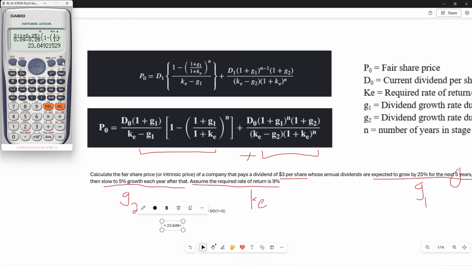So we'll come here, same thing. Also our D naught. Our D naught is 3, into brackets 1 plus G. Our G1, in this case, 0.25. Then raised to the power of the number of years, which is 5, from what we said earlier. Then into brackets 1 plus.